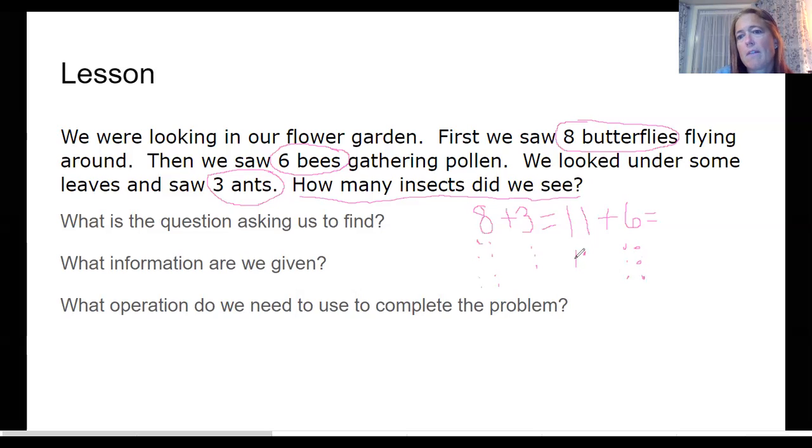Okay, so we have one in the ones place here, and we have 6 here. So that's 7 in the ones place. And then we have 1 set of 10. So our answer is 17. Now let's make sure that the number 17 answers our problem. So it says, how many insects did we see? Okay, so we added the butterflies, we added the ants, and we added the bees. So here's the bees. So 17 insects is our answer.